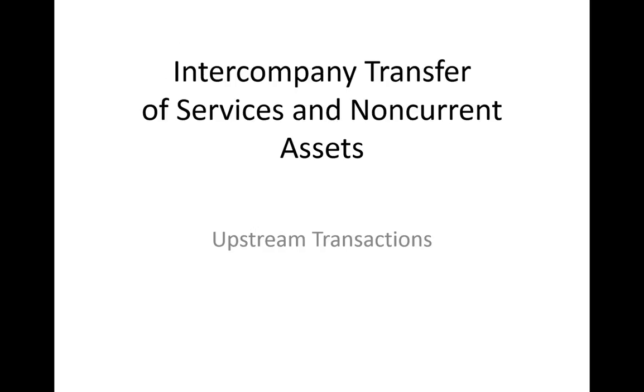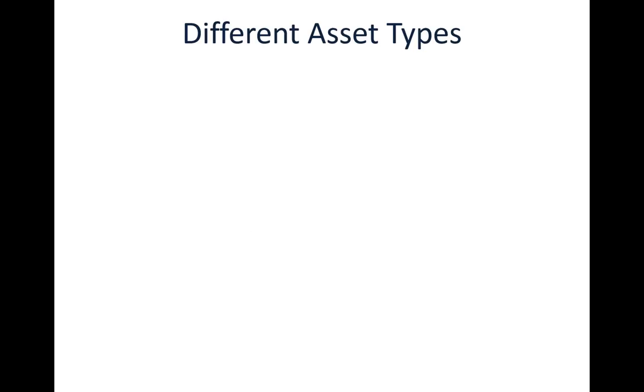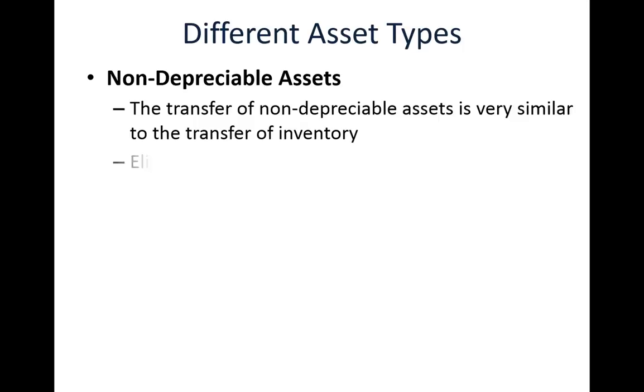Intercompany transfer of assets, upstream transactions. We're going to see when we look at the upstream transactions that there are two major types, very similar to the downstream transactions. The first being the non-depreciable assets or land. And we'll account for those very similar to what we did with inventory, and downstream and upstream accounting is very similar as well.